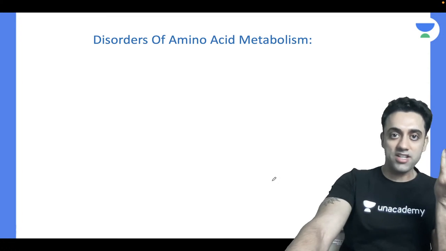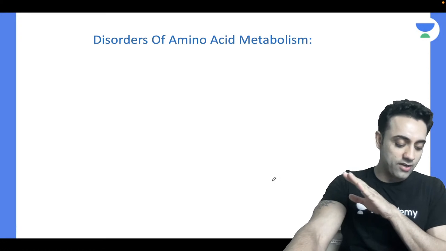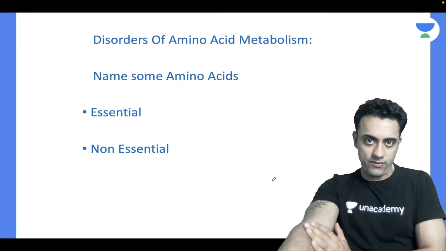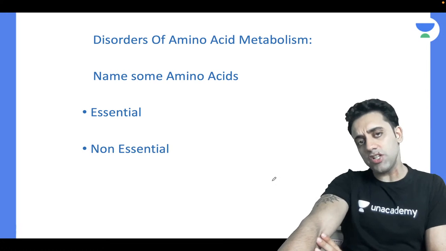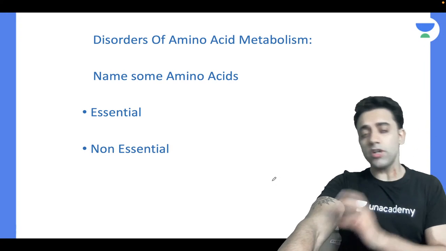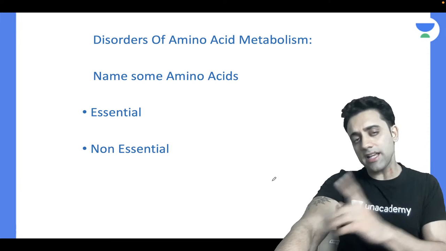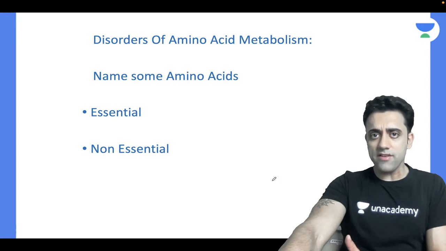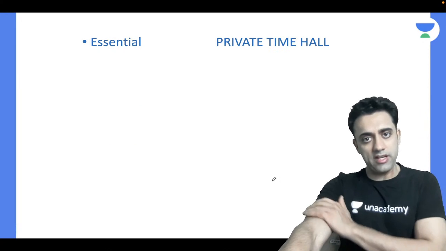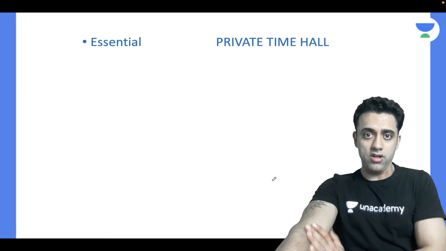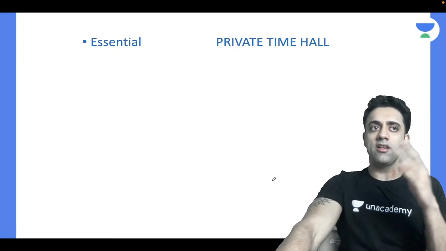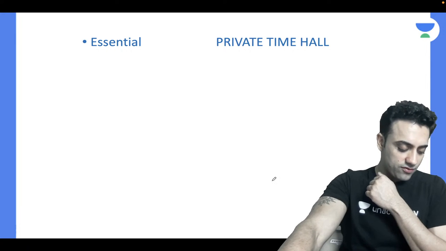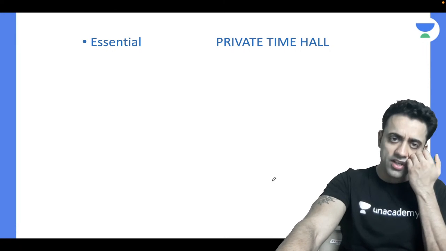We have essential amino acids and non-essential amino acids. Have you heard the name? Any idea of the essential amino acids? Give me one example of an essential amino acid. Very good. For essential amino acids, we have a mnemonic, that is PVT TIM HALL. There are a lot of mnemonics. Very good, so wonderful you are answering.